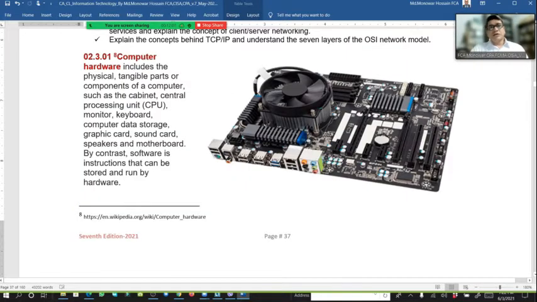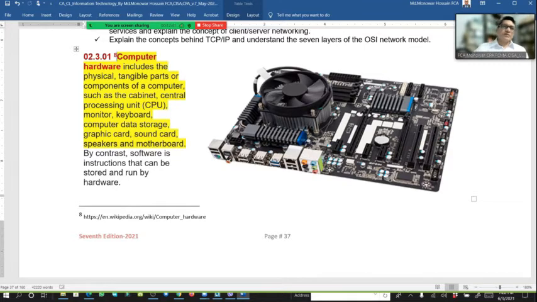What is hardware? Computer hardware includes the physical, tangible parts or components of a computer, such as a cable, CPU, monitor, keyboard, data storage, a graphic card, sound card, speaker, motherboard, etc. So we can say that computer hardware includes the physical and tangible parts of a computer.